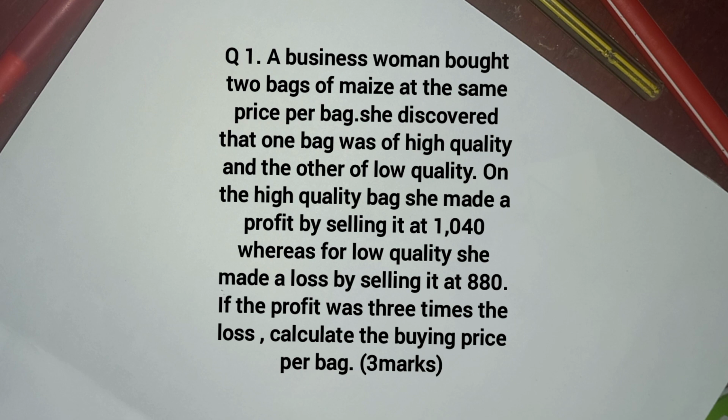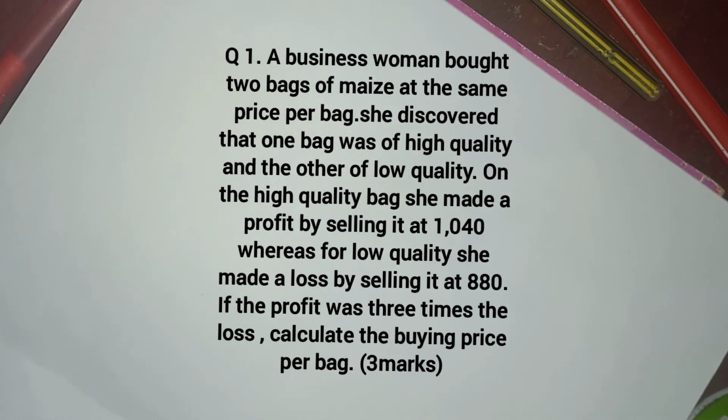So question 1 goes: a businesswoman bought 2 bags of maize at the same price per bag. She discovered that one bag was of high quality and another was of low quality. On the high quality bag, she made a profit by selling it at 1,040 shillings, whereas on the low quality bag, she made a loss by selling it at 880 shillings. If the profit was 3 times the loss, calculate the buying price per bag.